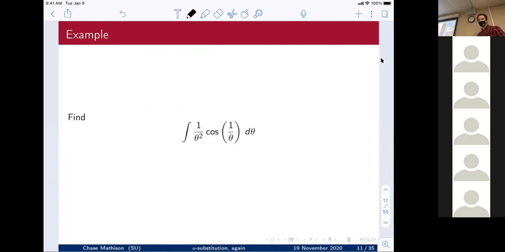We're going to do another example right now that for some reason I didn't move up to the top of the screen, but that's okay. All right, so find the indefinite integral of 1 over theta squared times cosine of 1 over theta with respect to theta.